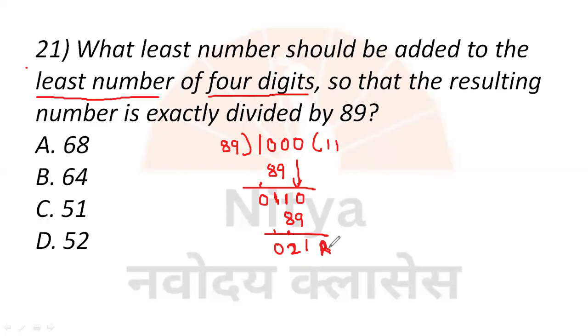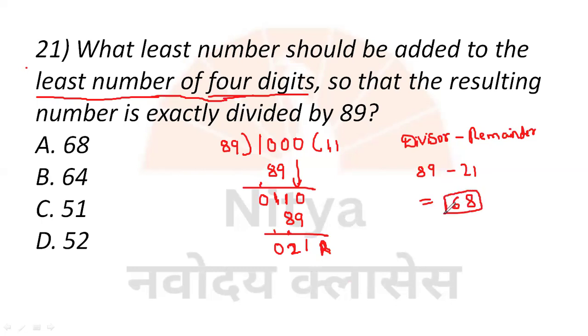So when this type of question arrives, like the least number of 4-digit, what you have to do is divisor minus remainder. Divisor is 89 minus remainder 21. So what you get? 89 minus 21 is 68. So 68 is the answer.